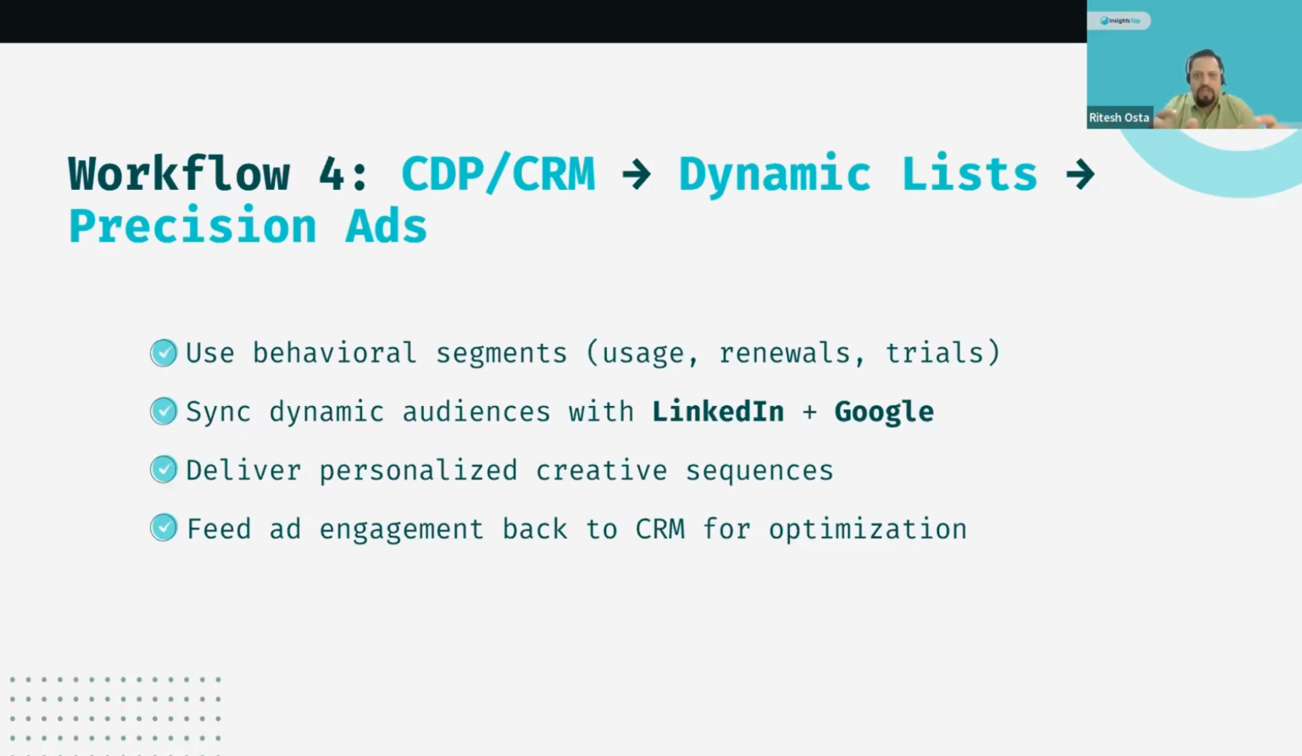So based on the behavioral data in terms of usage, renewals, trials, feature usage, whatever it is, sync those dynamic audiences with LinkedIn and Google and deliver personalized creative sequences. A lot of tech-based and app-based companies send emails, which is perfectly fine. They say, hey, use this feature, use that feature. But you can also run ads. Why not? You can feed those ad engagement data back into the CRM for optimization.